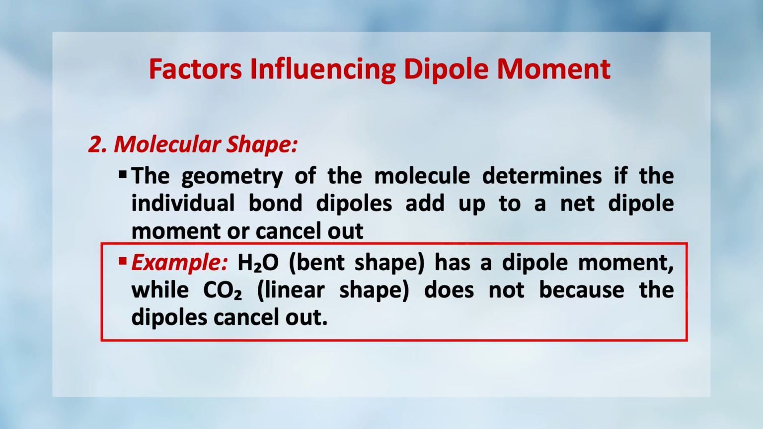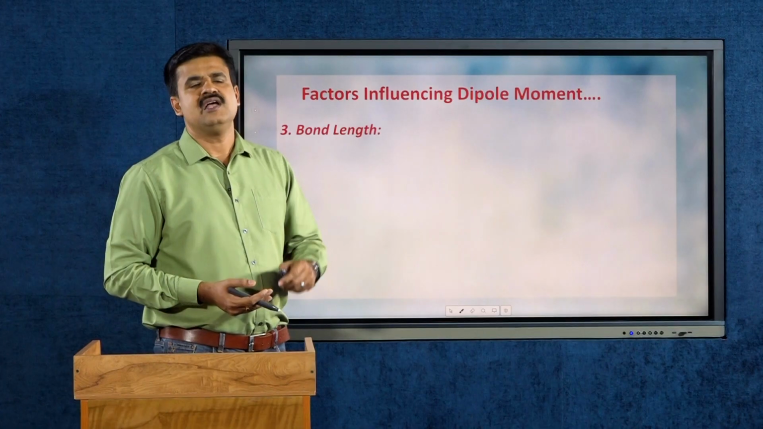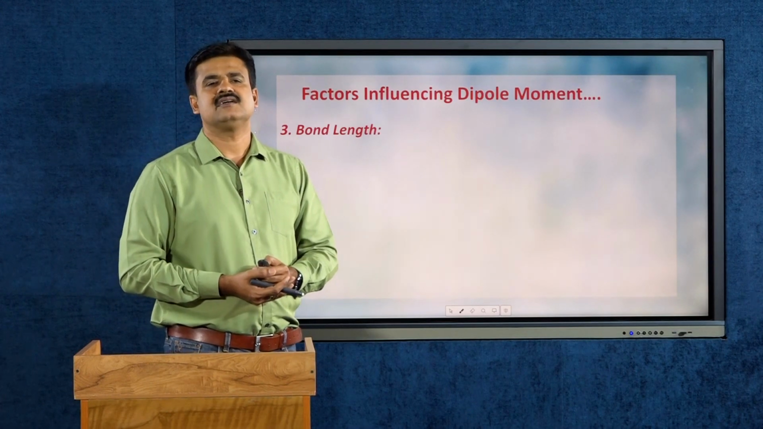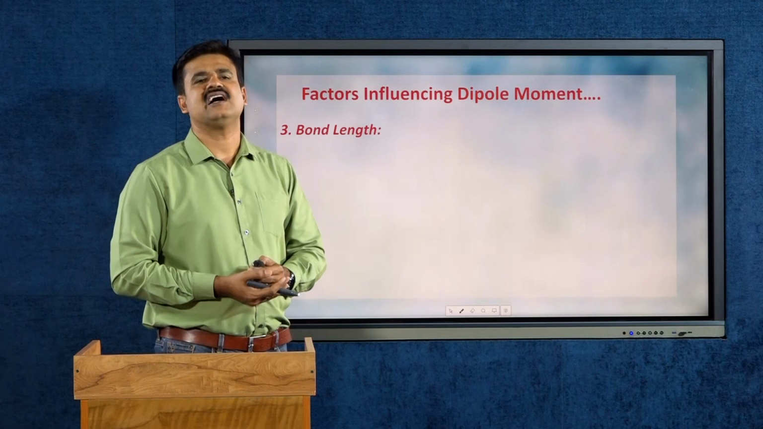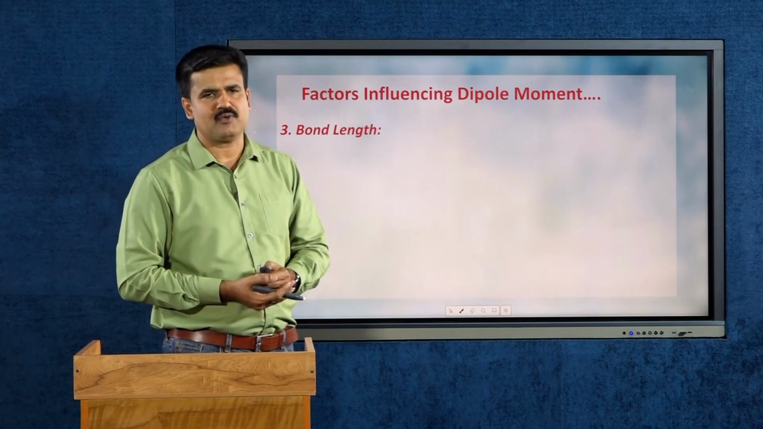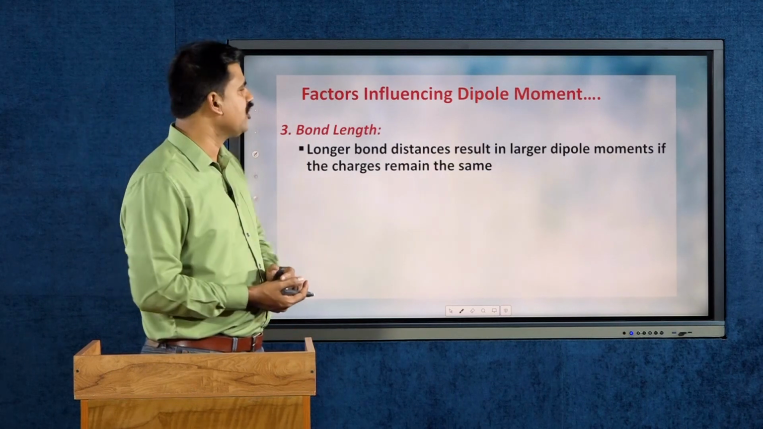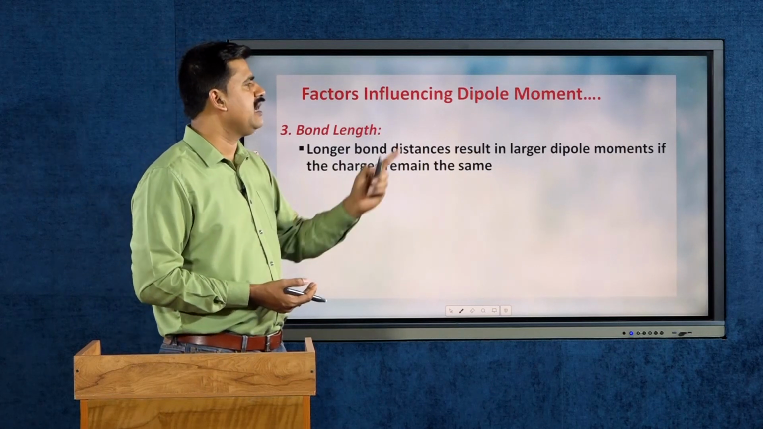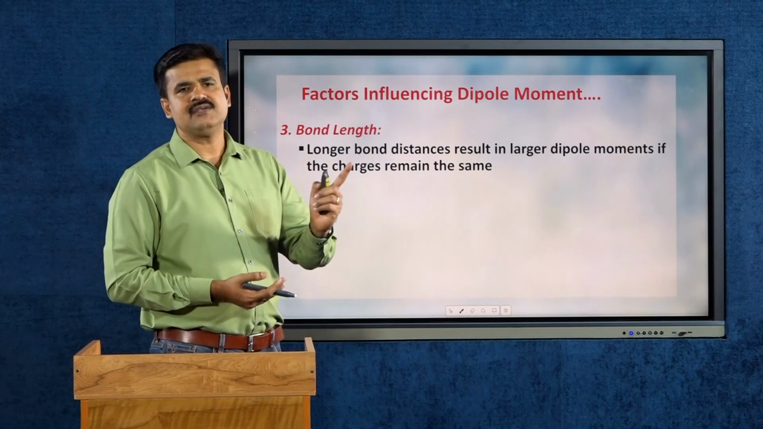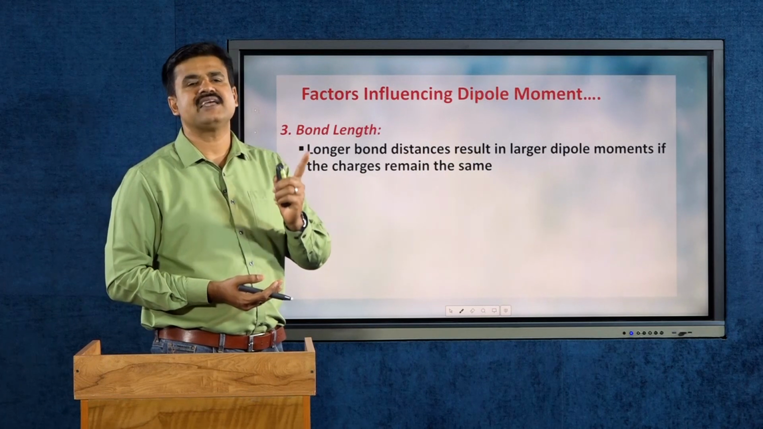H2O, it is a bent molecule. This part I already mentioned with the help of the diagram. Now we are discussing the concept of bond length and its influence on dipole moment. Long bond distance results in larger dipole moment if the charges remain the same.